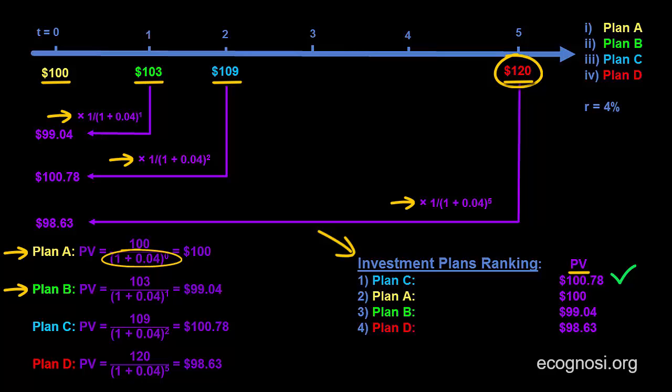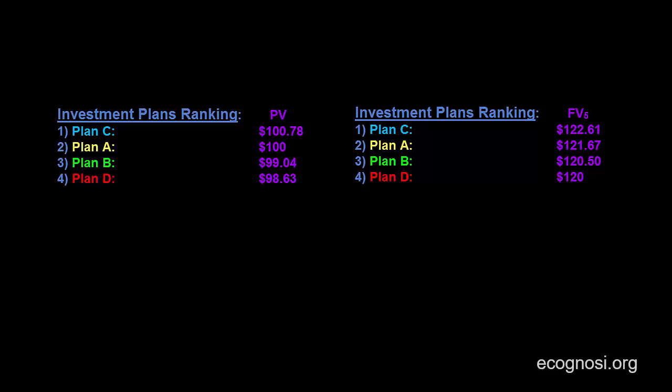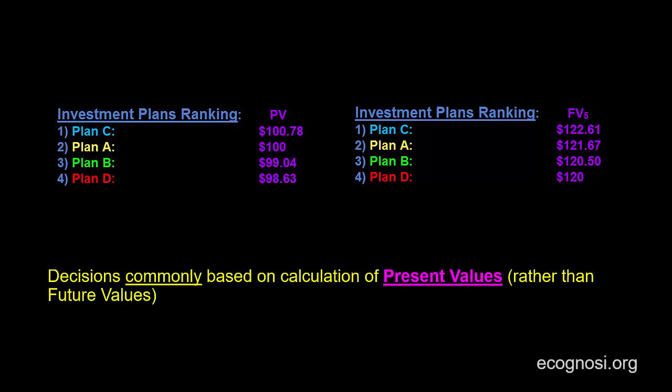Moving on from here, on this slide, I'm just presenting the ranking based on present values next to the ranking based on the future value at time 5, so that it's easier for you to see that we indeed get the same ranking. Before I close this video, I want to point out that it is most common in finance to base our decisions by calculating present values. In other words, by taking everything at time 0. In this case, we solved our problem that way, and also by taking everything at time 5.